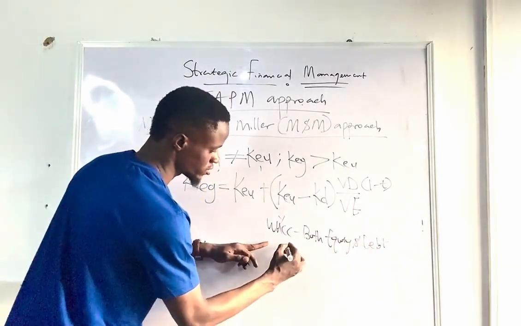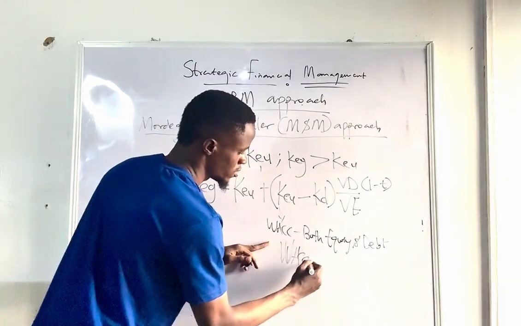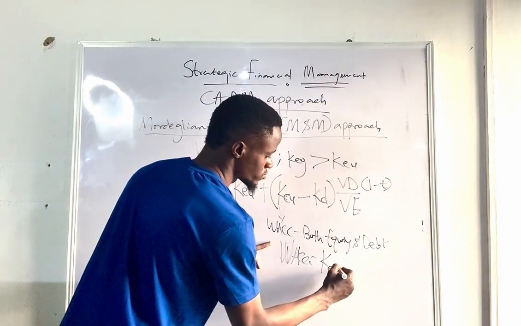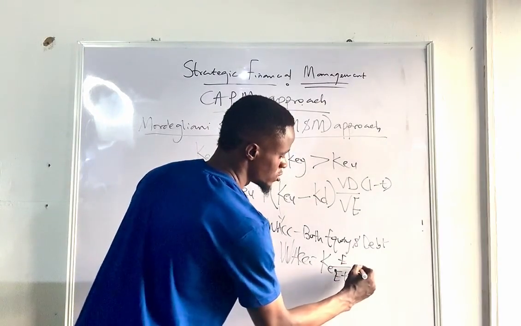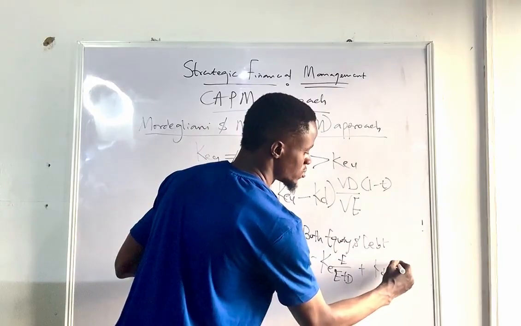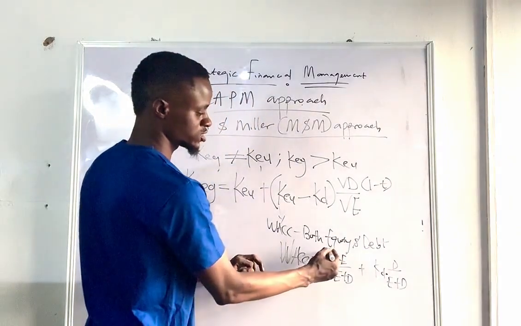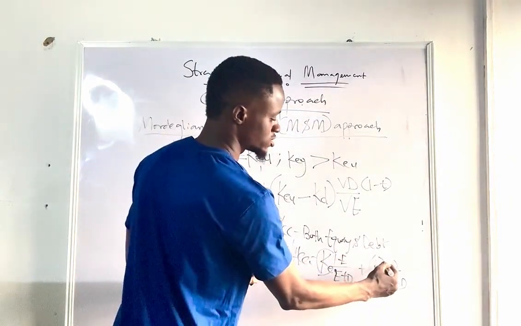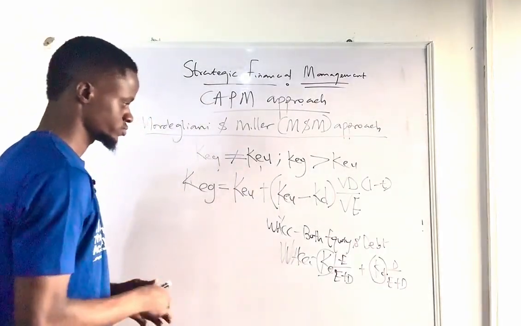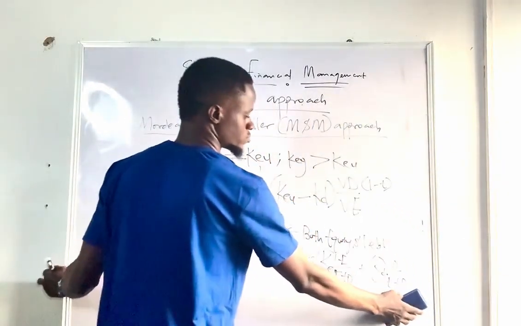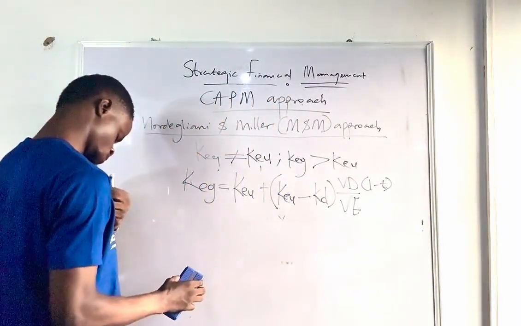And the formula is, what is it called again? WACC is equal to cost of equity times E over E plus D, plus cost of debt times D over E plus D. Can you see that now? So this is equity and this is debt. So this is just by the way, right?